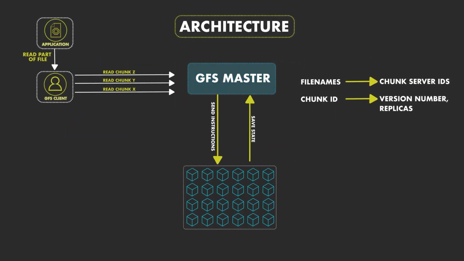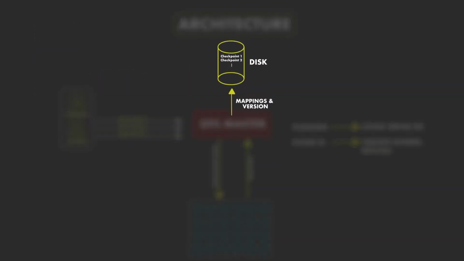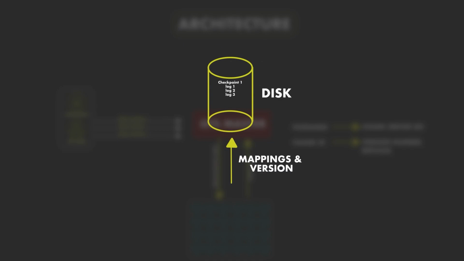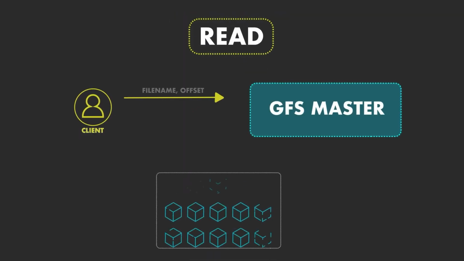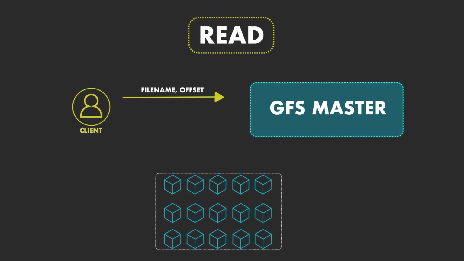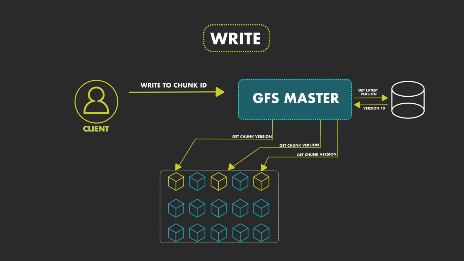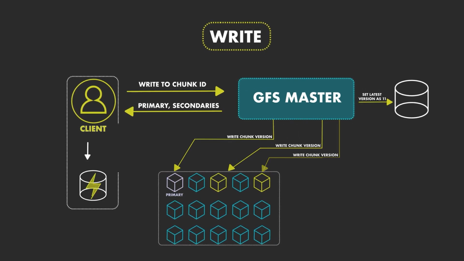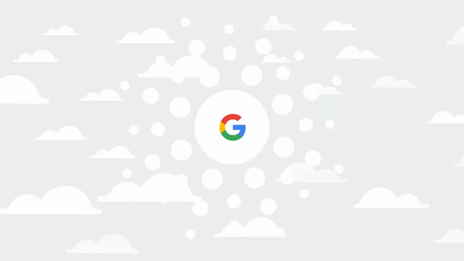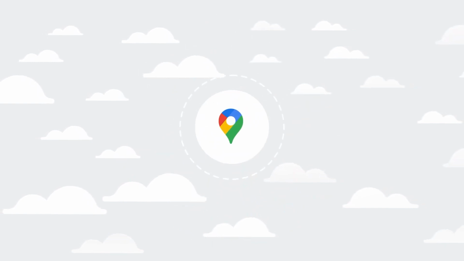If a chunk server failed, others had duplicates, so the system stayed online, like a library with backup copies of every book. GFS used an append-only method, adding new data without altering the old. This minimized errors, as changing existing data can lead to corruption. It powered search, Gmail, and maps during Google's early scaling years.